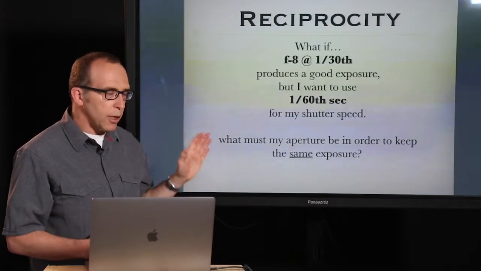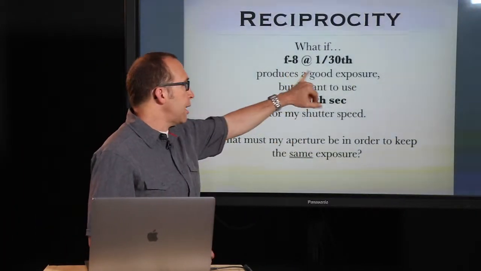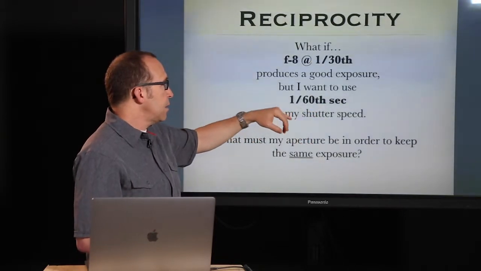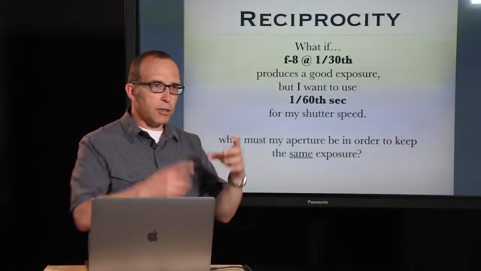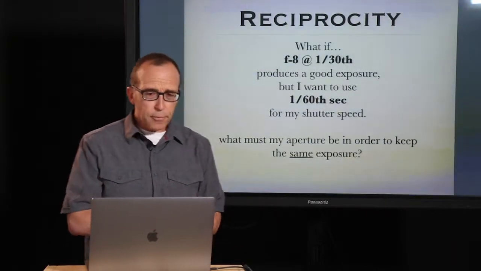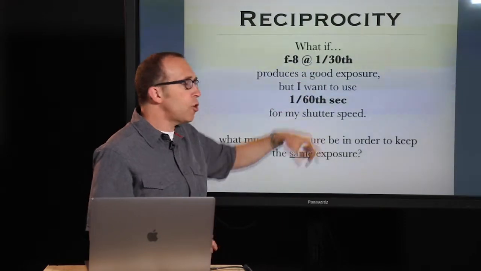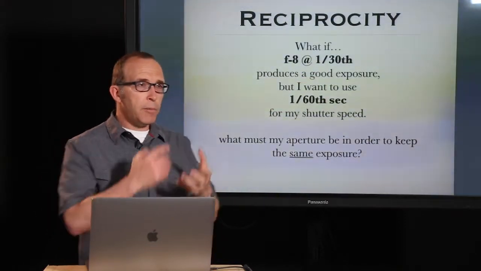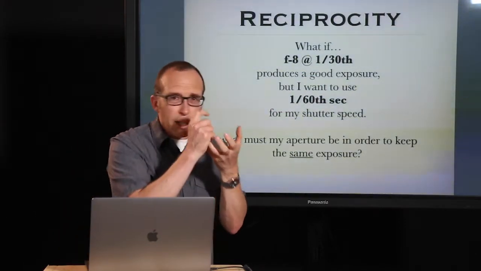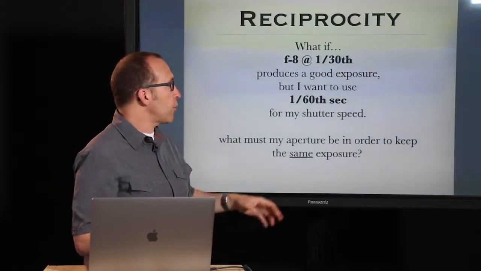So let's just take a look at this example here. What if you took your light meter and this is what you got, f8 at 1/30th? Okay, that's what your light meter said. You took a picture and the exposure was good. Great. Only problem is, maybe you don't want to use 1/30th. Maybe you find 1/30th of a second, you can't hold it still. 1/30th is not going to work for you.